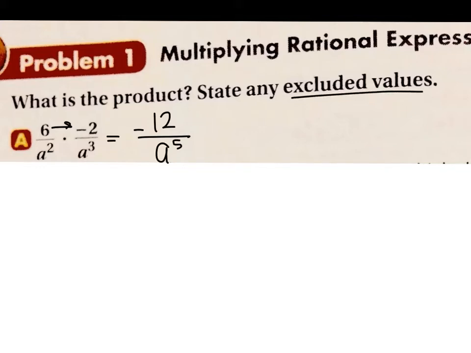So you have to say, what can a not be? Because it would make the bottom 0. So if a were 0, that's what would make the denominator 0.